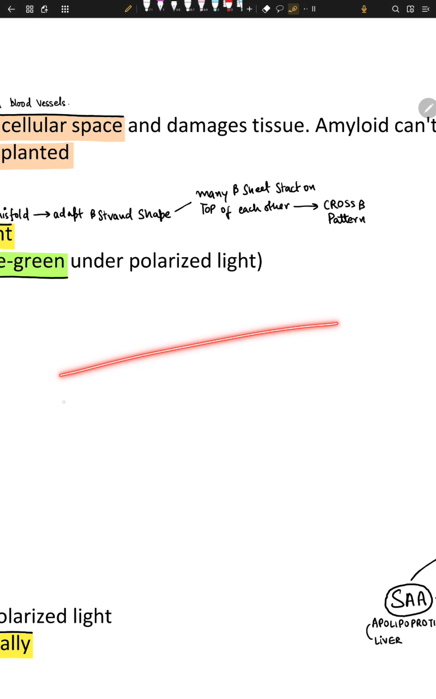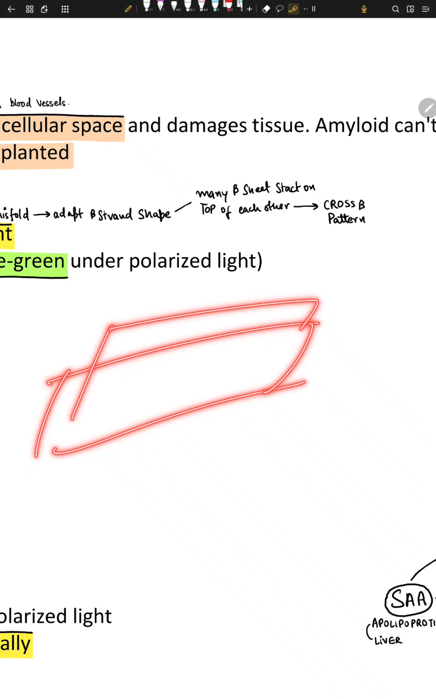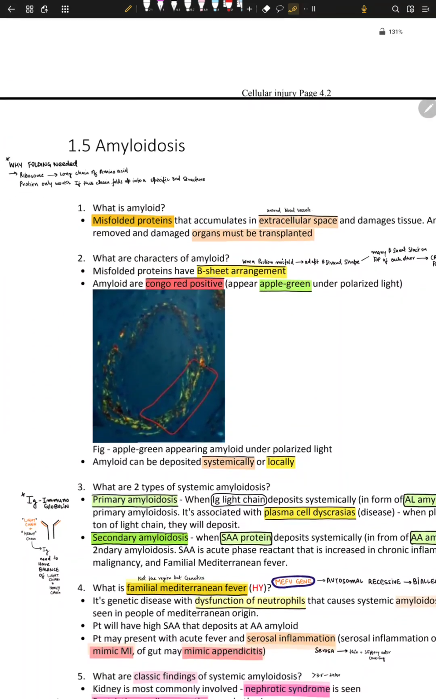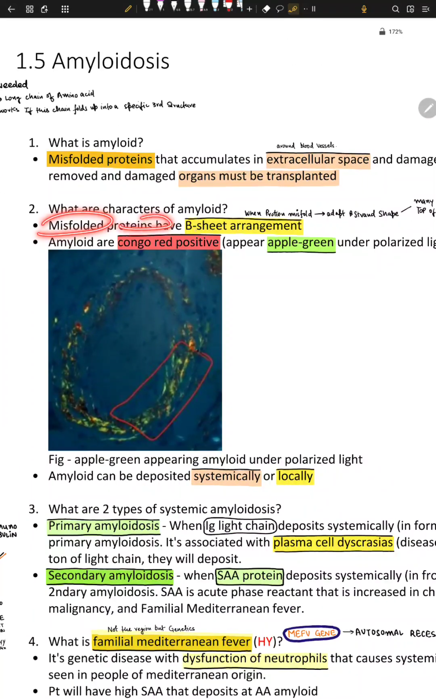Well, for example, this is one amyloid sheet, right? Another amyloid sheet will be like this. So this is one, another will be here, another one will be here. So it will keep on going and it will cross link like this. Okay, so misfolded protein has a beta sheet arrangement. That's very important to remember.